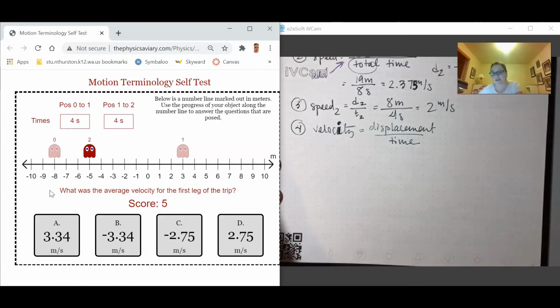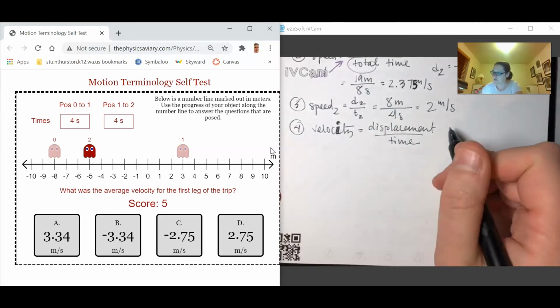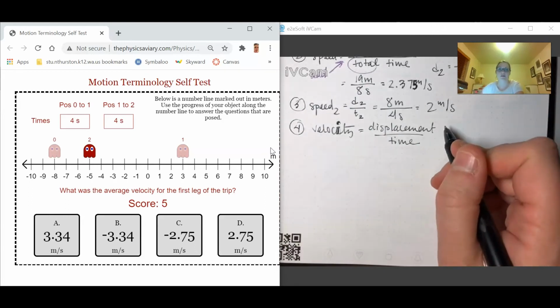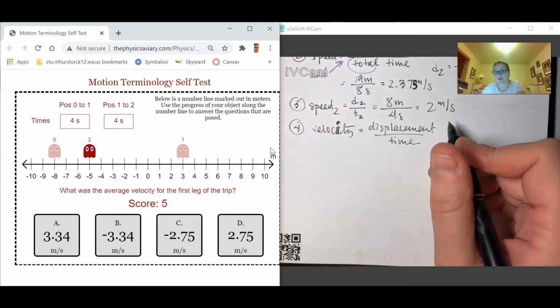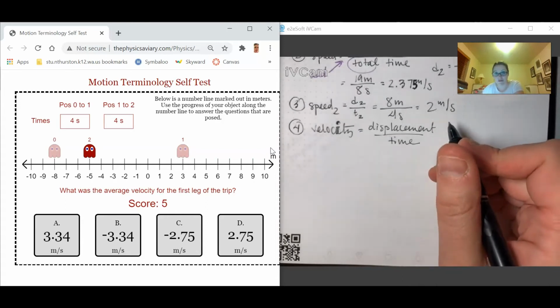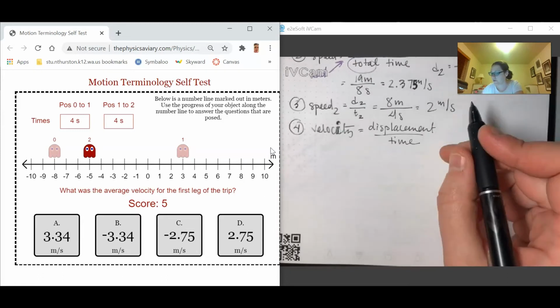Displacement can be positive or negative. So I'm going to do a quick check. The first leg of the trip, I was moving this way, which is towards the positive numbers on my number line. So I know that I'm going to have a positive velocity if I do my math right. So I need to figure out what was my displacement. It might be the same as the distance I already found, might be different. I don't want to assume, I want to be clear.